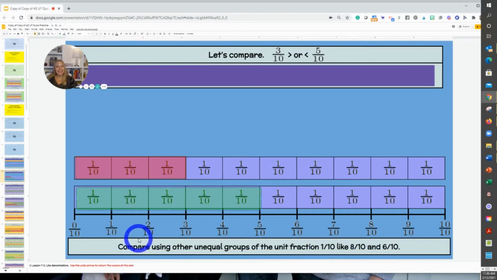So how about 8/10 compared to 6/10? Class, think about it. 8/10 compared to 6/10. Class, 8/10 is greater than 6/10. Say that whole comparison. Let's prove it. The student leader can do this. The teacher can do this. Always we prefer student leader if possible, right? So there you have 8, and there you have 6. And now we can see that 8/10 is more than 6/10.